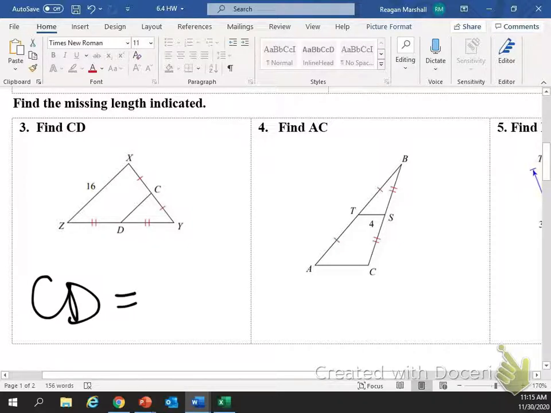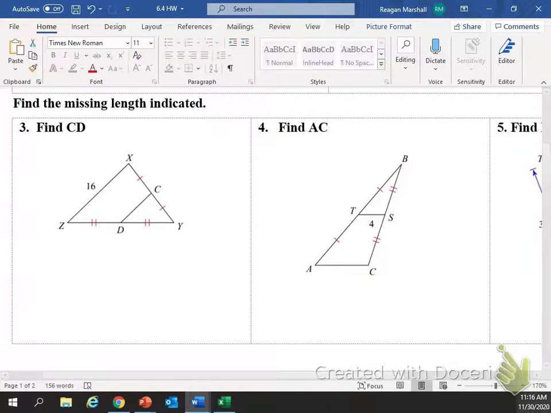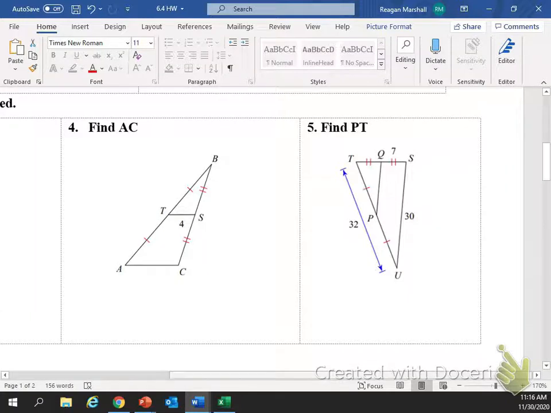Good. So CD is parallel to 16. So what am I going to do to 16? Divide by 2. And then AC is parallel to TS. So what am I going to do with number 4? Multiply times 2, and that makes 8. Okay. Number 5.